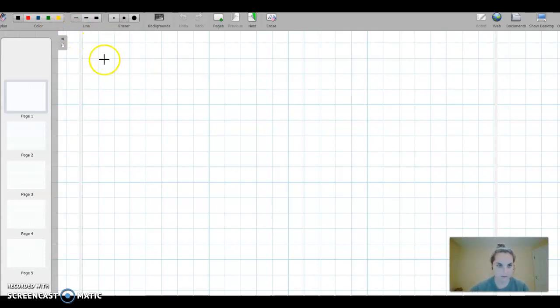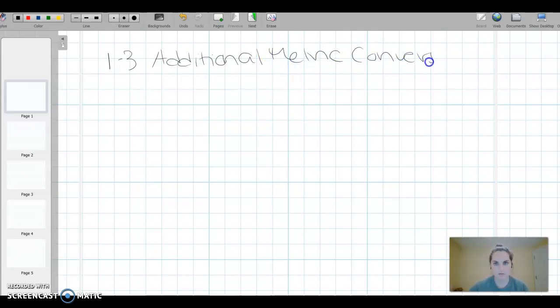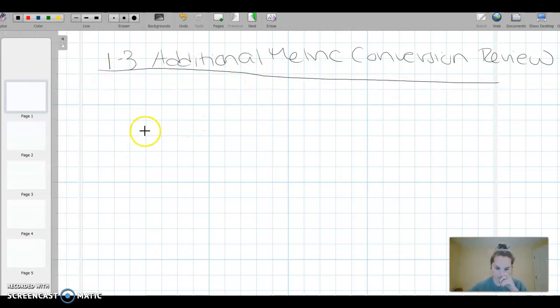So just a reminder, this is 1-3, Additional Metric Conversion Review. Okay, so I'll go over the first one. We have 500 milliliters and they are asking you to convert it to liters.